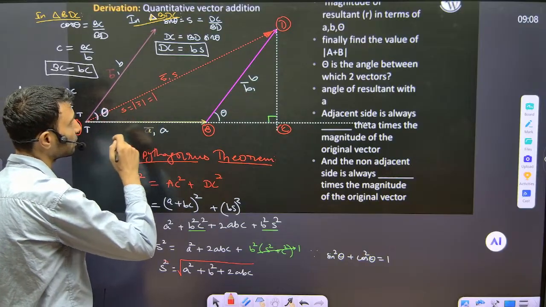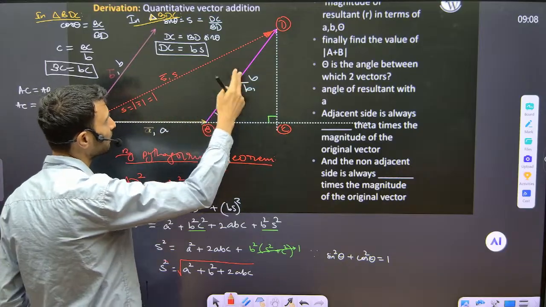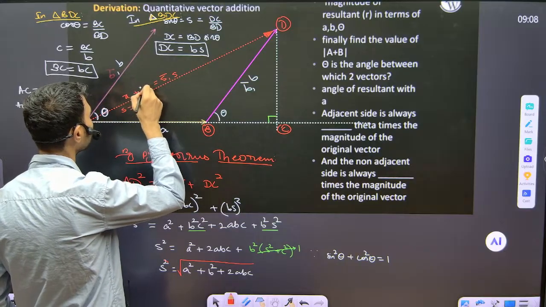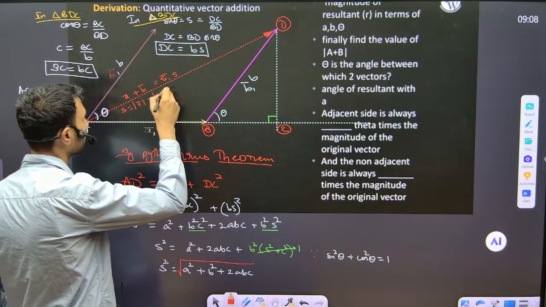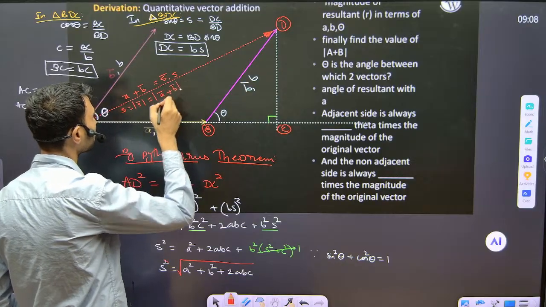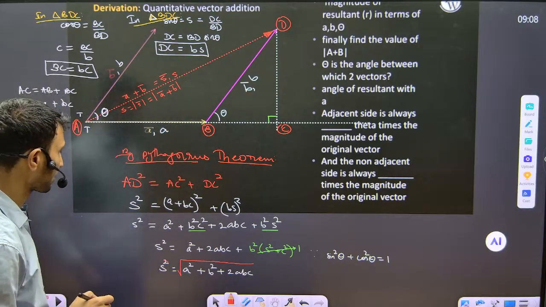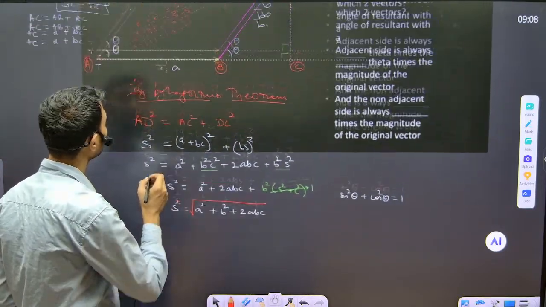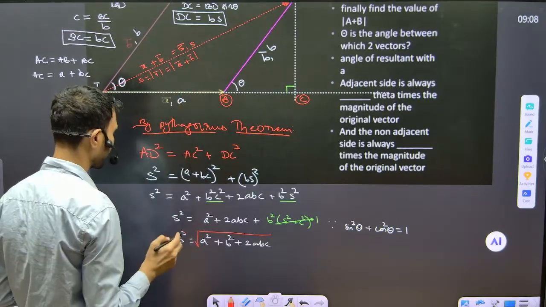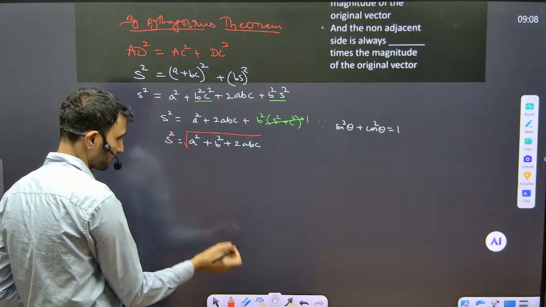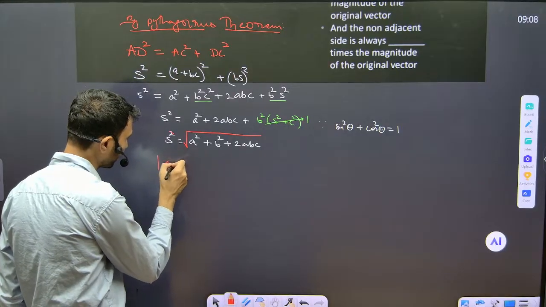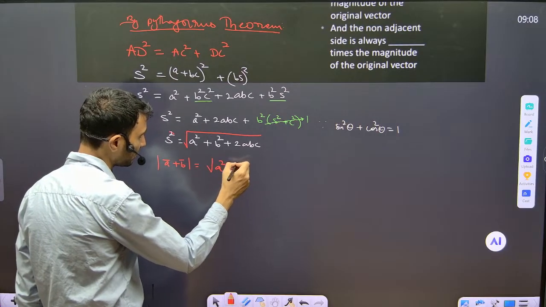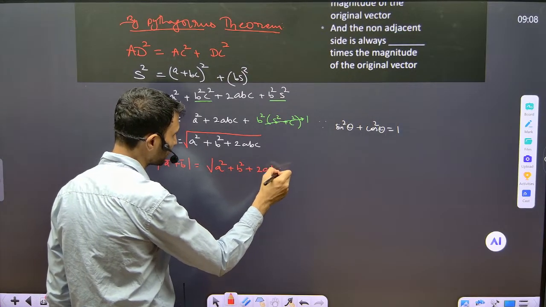S vector is equal to, see, it is the sum of the two vectors, right? It's the sum of A vector and B vector. So S vector is nothing but sum of A vector and B vector. So that is magnitude of A vector plus B vector. That's what S is equal to, right? So if I put that value here, I get the value of S is how much? Magnitude of A vector plus B vector. So I get that magnitude of A vector plus B vector is equal to root of A square plus B square plus 2ABC, right?